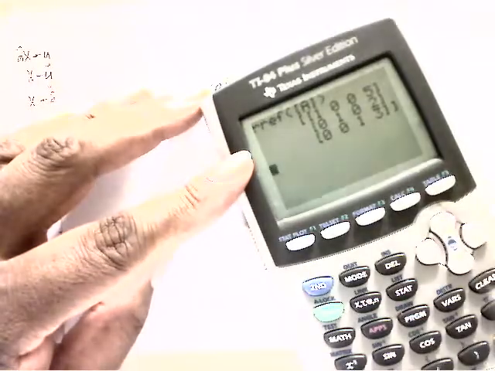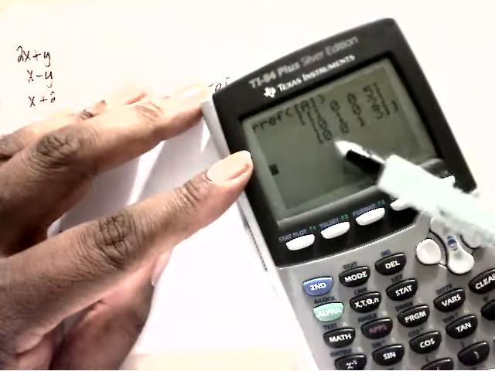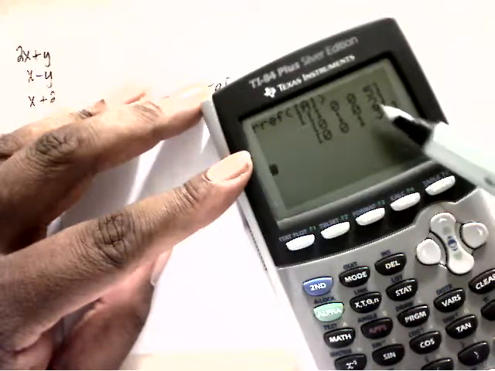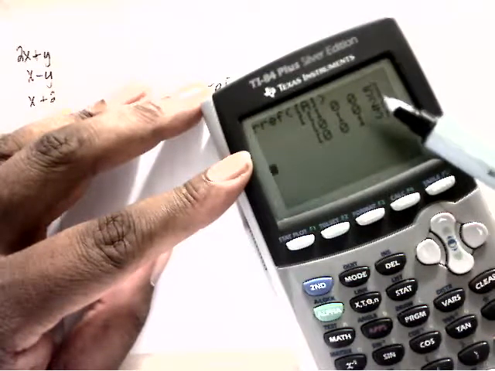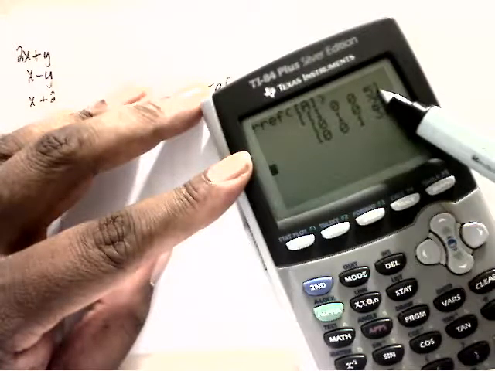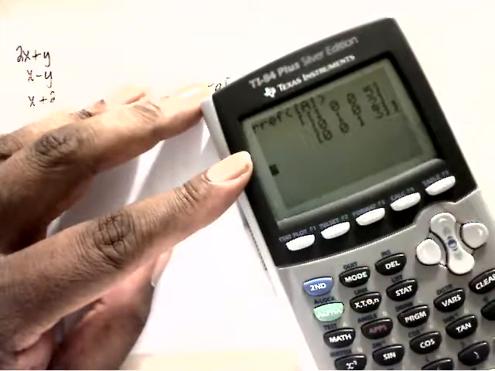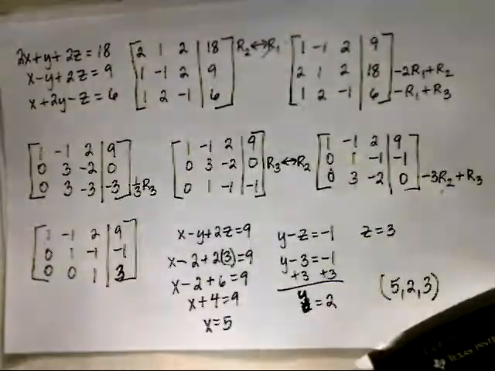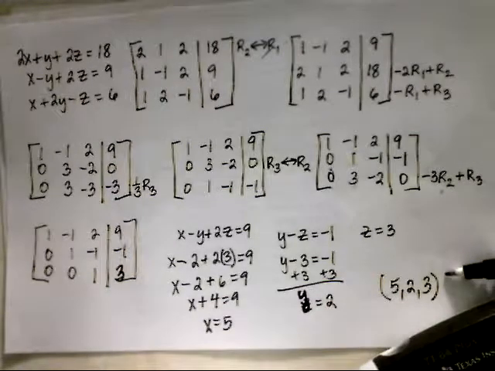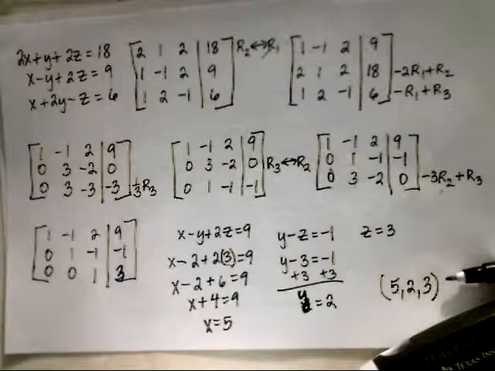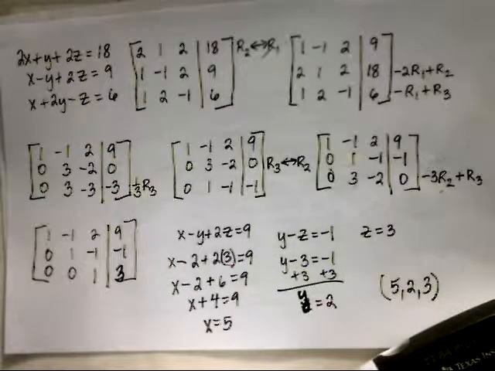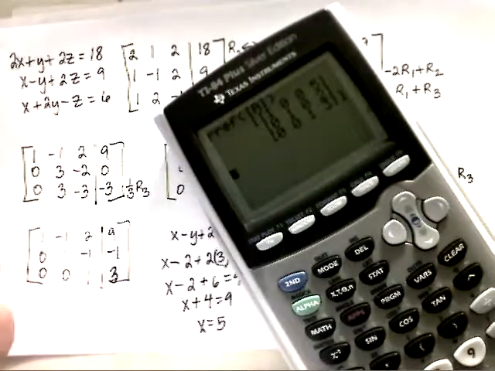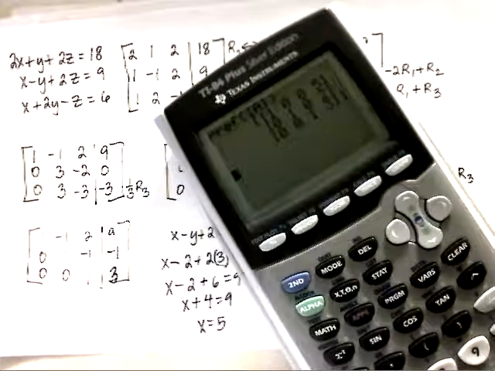Okay, notice in this case here, the 1s are along the main diagonal. We have zeros underneath the 1s and zeros above the 1s. This last column represents the coordinates for x, y, and z. In this case, x is 5, y is 2, z is 3, which is exactly what we came up with when we solved this system of equations by using the matrix row operations. So this is a much quicker way of doing this using the calculator, and it's a much easier way to do this, in my opinion.